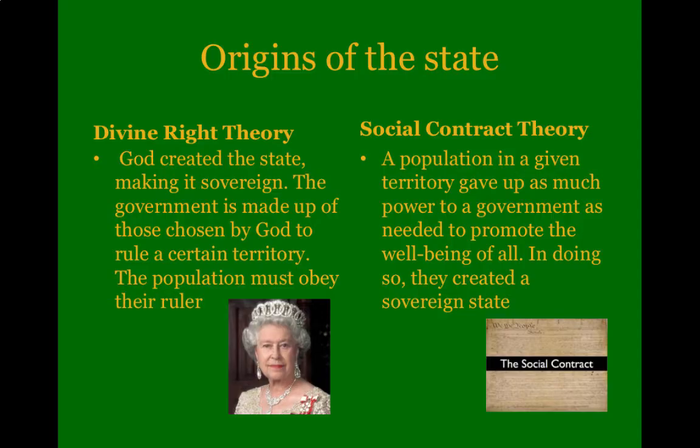But the social contract theory just says that a population in this particular territory is willing to give up some of their power to the government to promote the well-being of everyone. And so then we create this sovereign state. Obviously, we can't all do exactly what we want. We talk about all the freedoms that we have here in the United States, but there still are a lot of things that we cannot do. And we have agreed, if we're going to live here in this society, to give up some things in order for the betterment of everyone. And we'll talk about that later.